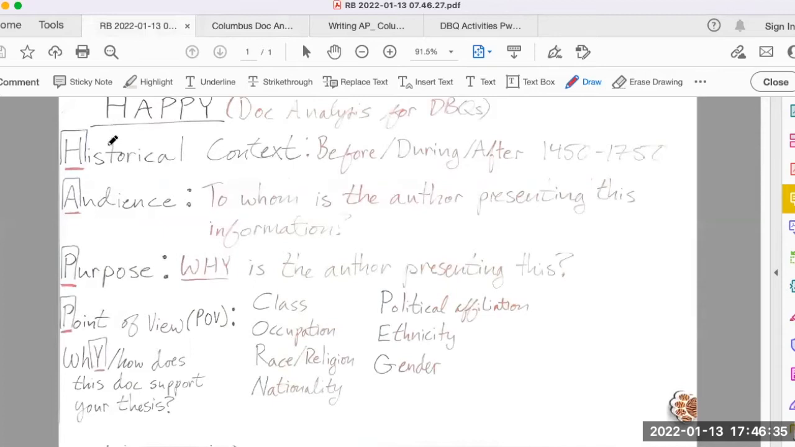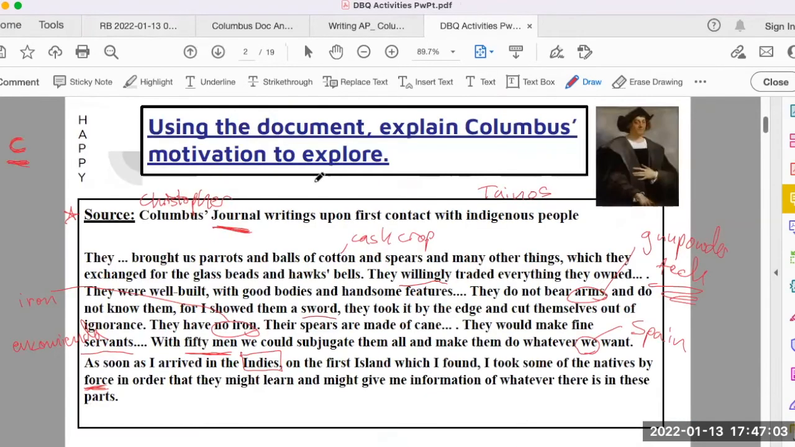So H in HIPP is historical context. We know that that means background information. So what background info do we have for this document from before period 2, 1450 to 1750, during period 2, or after period 2? And even though it doesn't explicitly say, hey, this is written in 1492, we know that it is. Okay, because we know that Christopher Columbus sailed west in 1492, and this is his first contact with people in the New World.